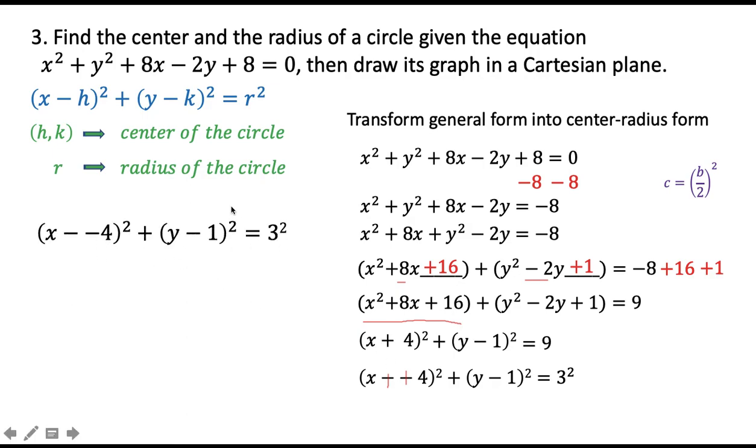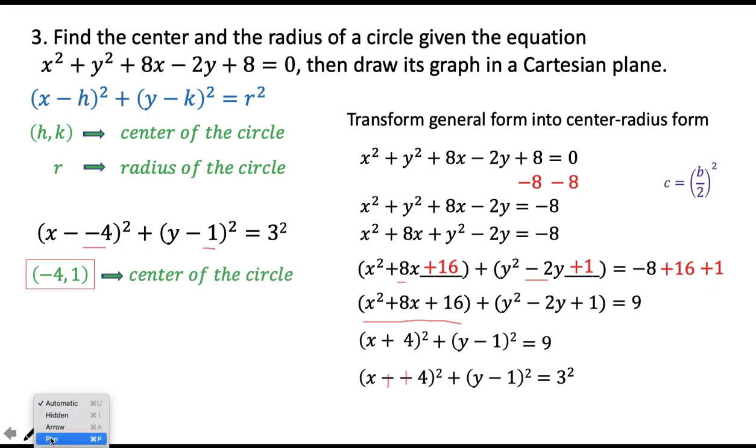So our hk here, in this given, we just copy them, and that is negative 4, 1. So h is negative 4. Our k is positive 1. And that is the center of the circle. Then our r is 3.